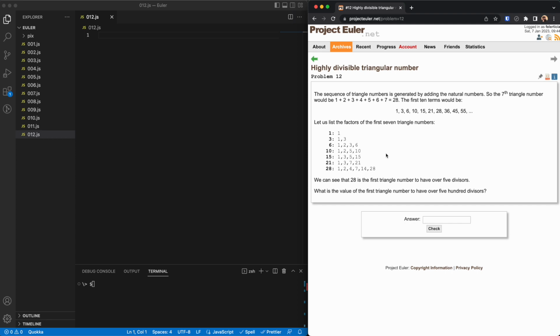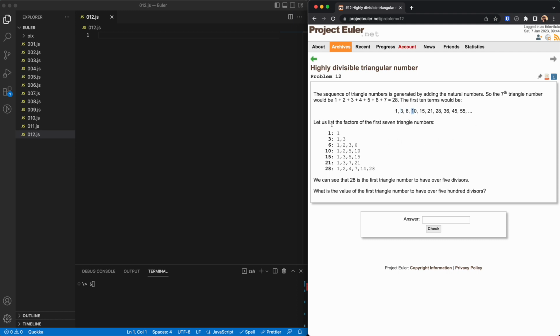Highly divisible triangular number. The sequence of triangle numbers is generated by adding the natural numbers. So the seventh triangle number would be 1, 2, 3, 4, 5, 6, and 7, which is 28. The first 10 terms would be like this. This is the triangle number for 1, triangle number for 2, for 3, and so on.